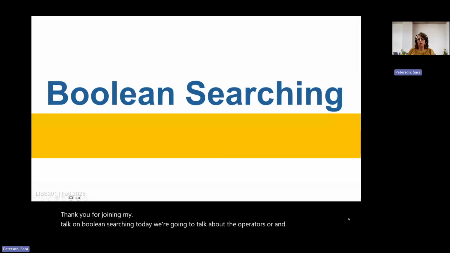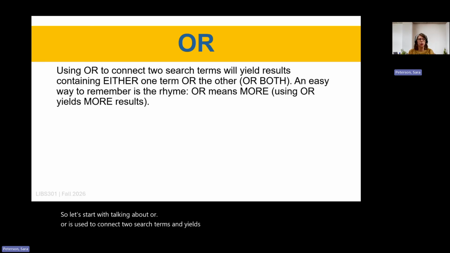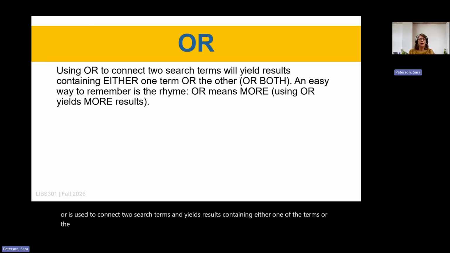Operators OR and AND. So let's start with talking about OR. OR is used to connect two search terms and yields results containing either one of the terms or the other or both terms. An easy way to remember what OR means is to remember that OR always means more. Using OR will always yield more results in your results list of articles.